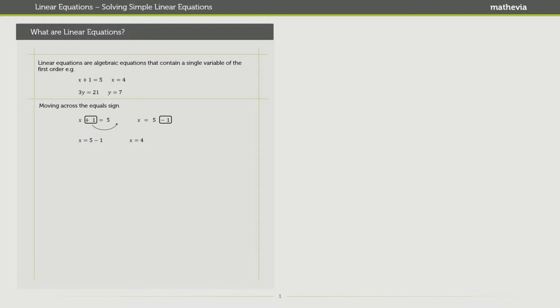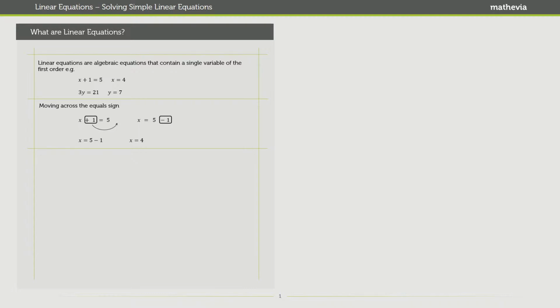So the idea is to have just x on the left and all the numbers on the right. You have x plus 1 in this case equaling 5, and you're simply going to move the 1 because you want to have just x on the left. You move that plus 1 over to the right, and basically you have that x equals 5 minus 1, and when you solve that, x equals 4.